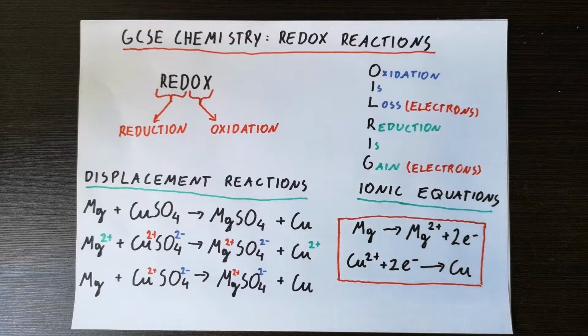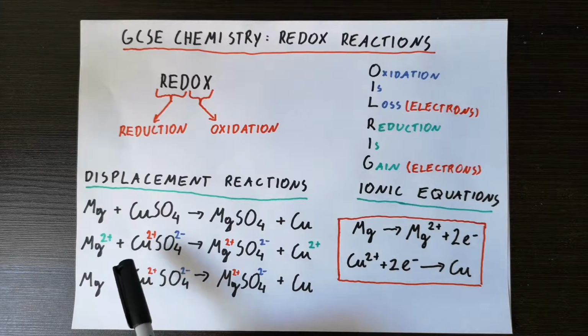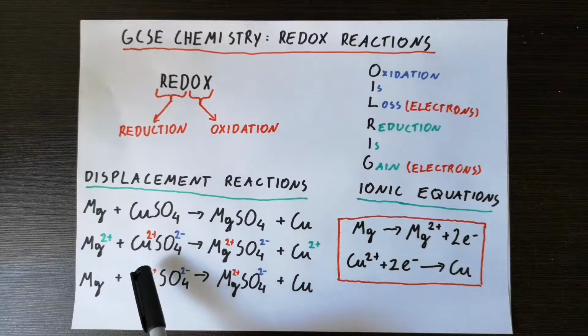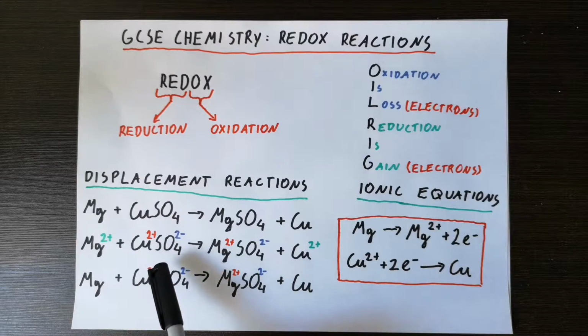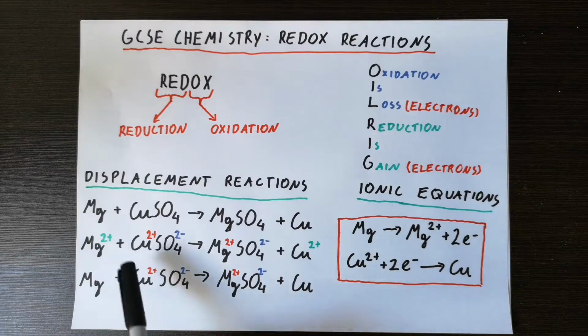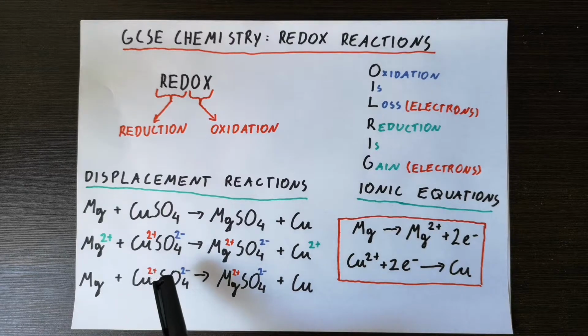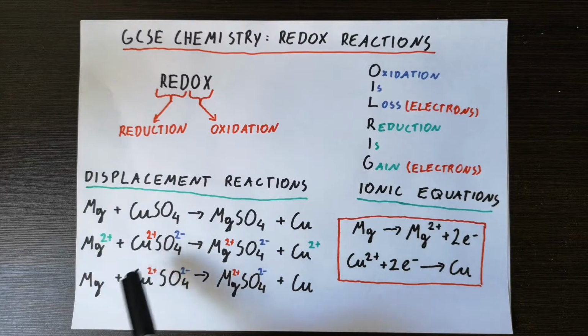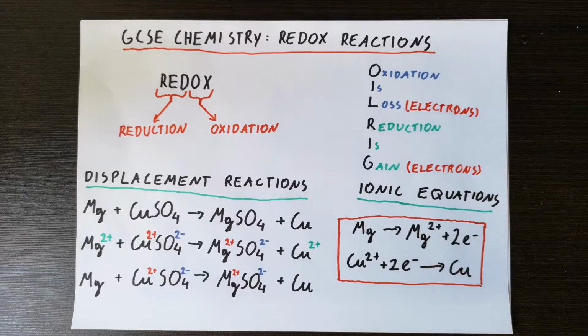Now, what happens with copper? Copper has a charge of 2+, and the sulfate ion has a charge of 2-, and that's exactly why they form an ionic bond with each other, because the copper ion bonds to the sulfate ion, and the charges neutralize. So that's the situation we are in at the beginning.